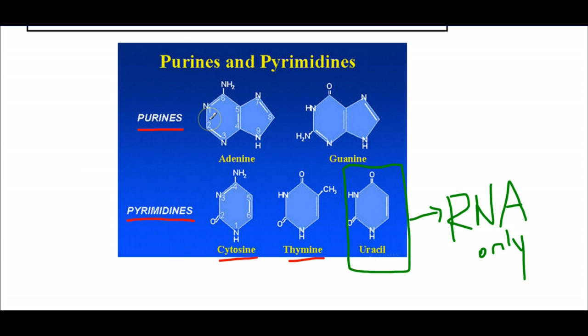Okay, so the four big ones that you're going to find in DNA, adenine and guanine, they're called purines. They're double ring structured. Cytosine and thymine, they're called pyrimidines, and they're single ring structures. It's important because it determines how the rungs of the ladder are going to go together, and that's what I'm going to show you next.